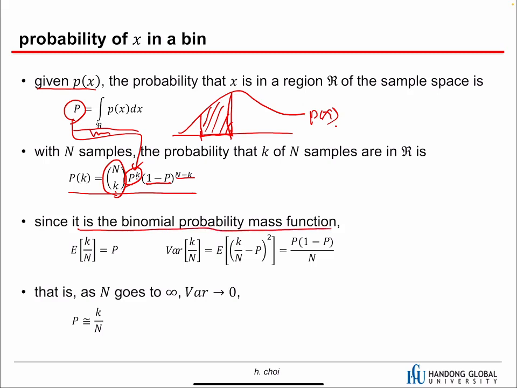So the expectation of k over n is p. And the variance of k over n is this. Then as you can see here, as n goes to infinity, then the variance will converge to 0. Okay. Then when the variance is 0, then p is k over n. So approximately we can say p is k over n.